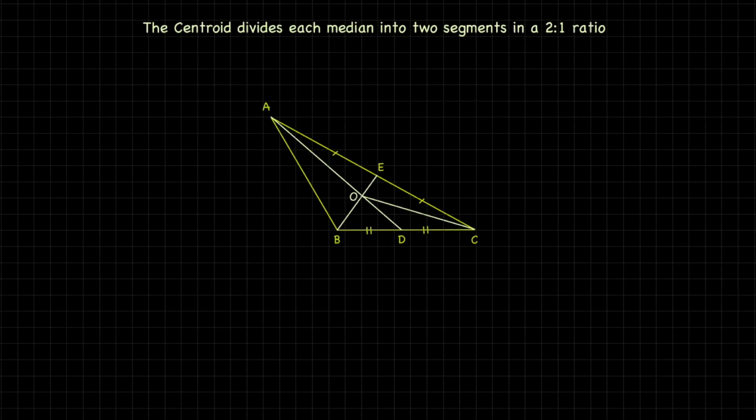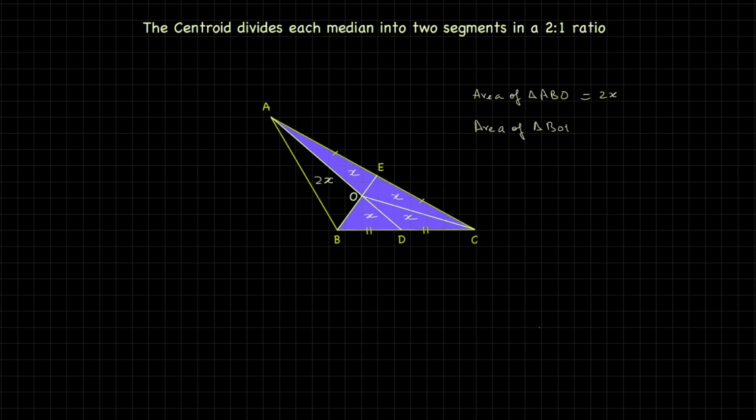The next property that we're going to prove is that the centroid divides each median into two segments in a 2:1 ratio. Again, I'm going to use the same picture as before. Triangle ABC with two medians AD and BE. Triangle ABO, which is this triangle, has area 2x, and triangle BOD, which is a smaller triangle next to it, has area x. These triangles share the same height. I'm going to draw this height in red here.